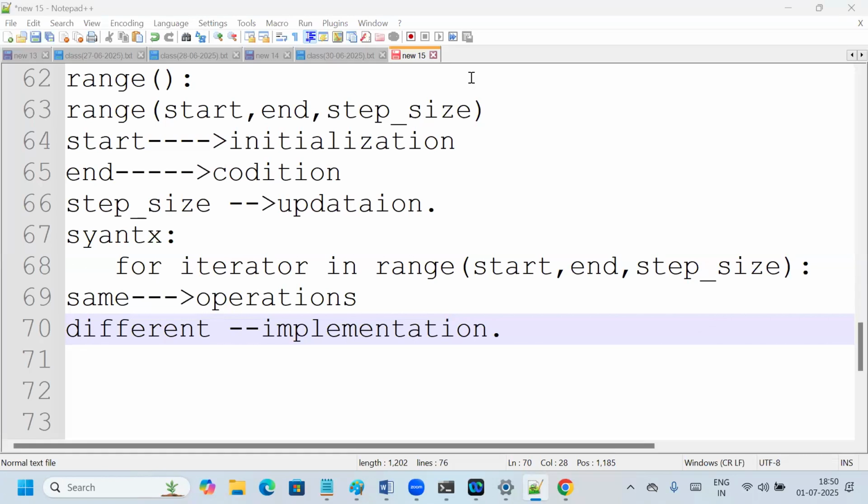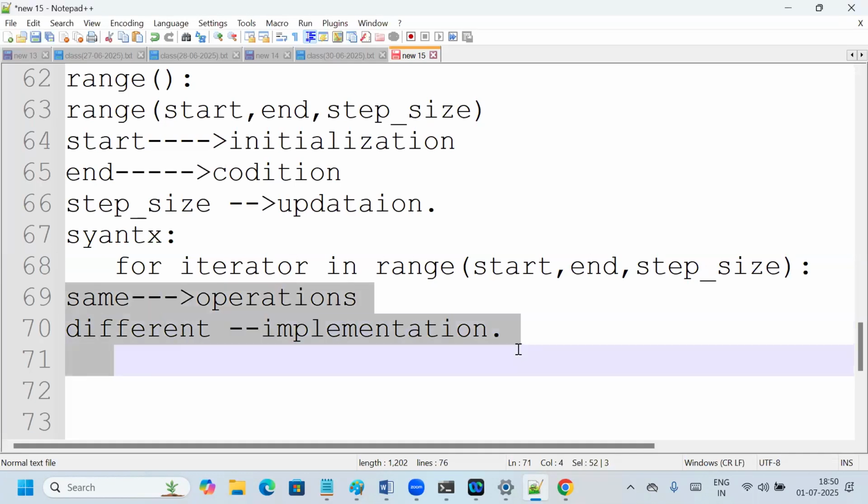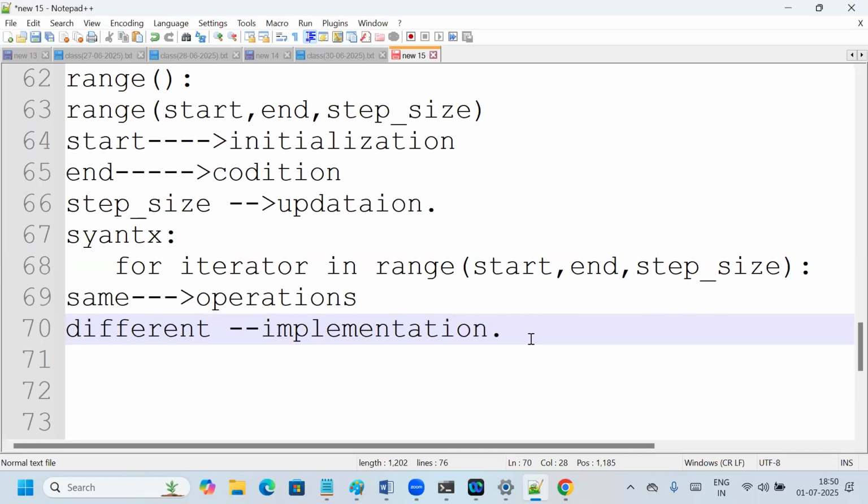So guys, what do we call this? Oh, you don't know, fine. See guys, generally same operation, different implementation, we call it polymorphism. Have you heard the name?